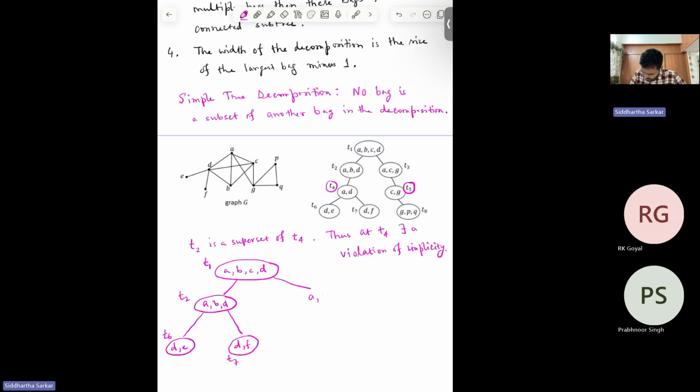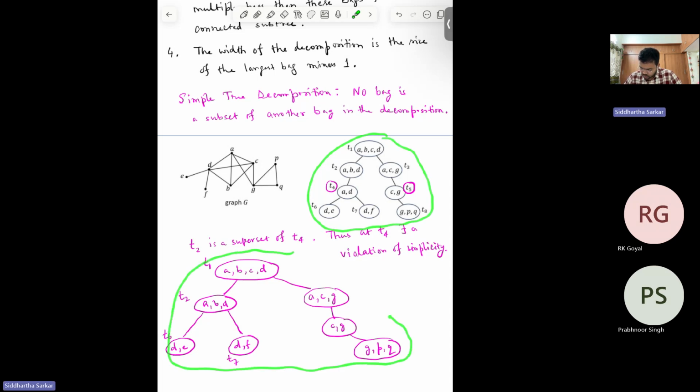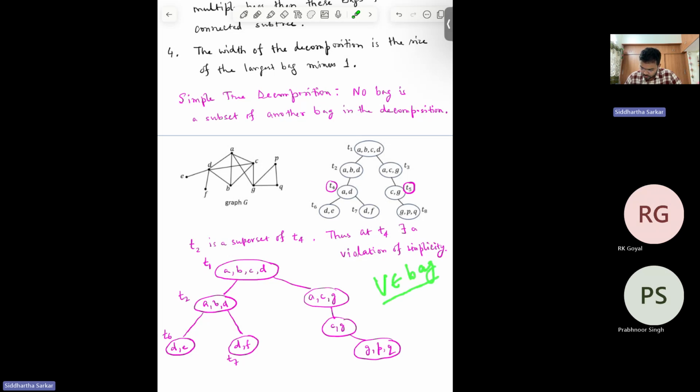Of course, we have seen that there are violations and we will take care of these as well. So we have come here. But first we need to convince ourselves that in this process we have not violated any of the tree decomposition properties. The first property is that every vertex is in some bag. We came down from the tree decomposition to this one. So does the property that every vertex belongs to some bag still hold?